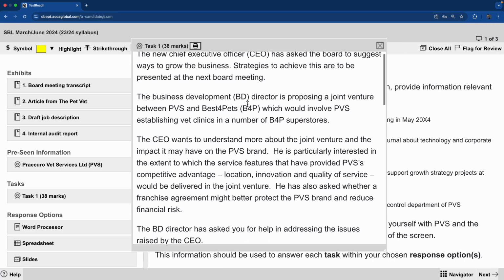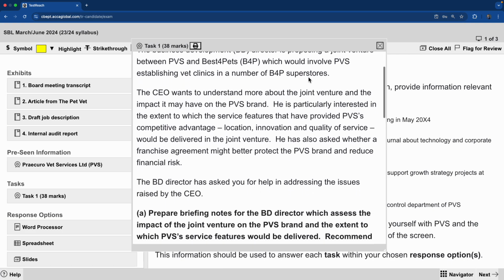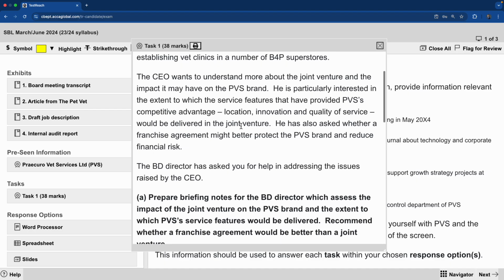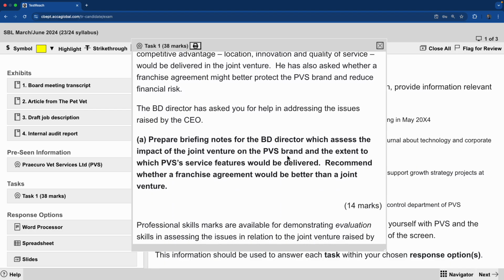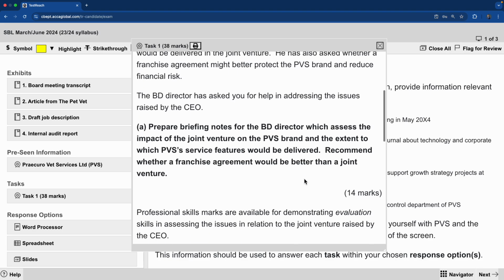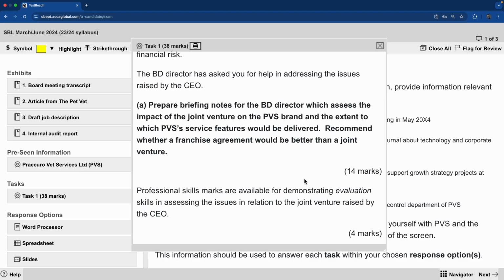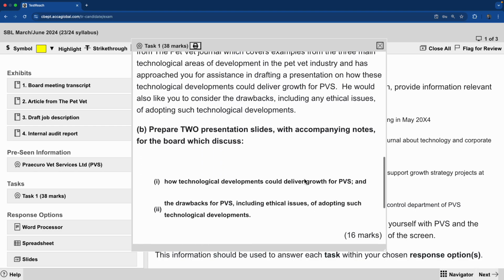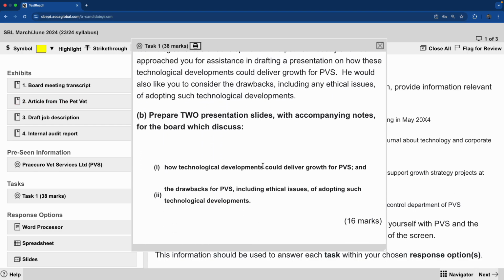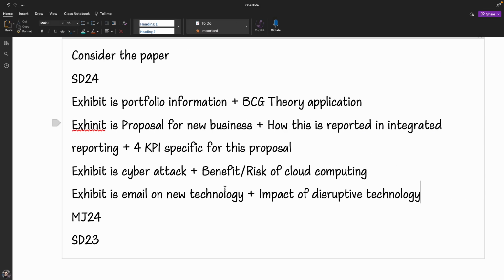The new CEO has asked you for strategy. Business development is proposing a JV. The CEO wants to understand more about the JV. Prepare a briefing note for BD directors which assesses the impact of the joint venture on the previous brand and how much its service can deliver, and recommend whether a franchise agreement will be better than a joint venture. Then here, prepare 2 slides on how technology development could deliver growth for PBS and the drawbacks for PBS, including ethical issues for adopting such technology. So, this one, you can see the exhibit was what?